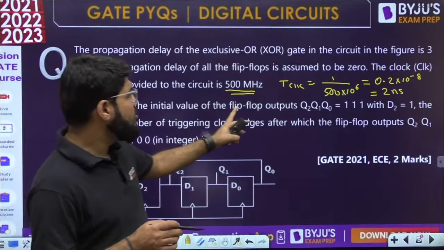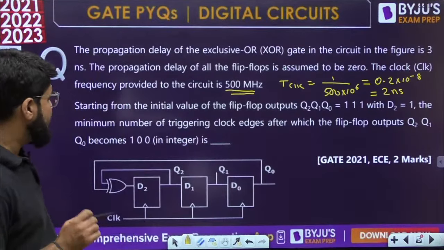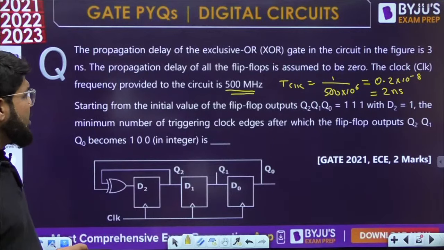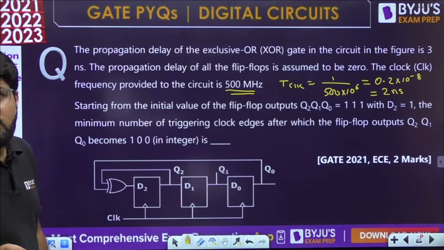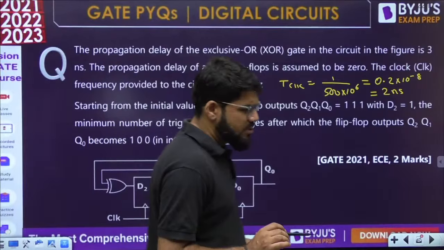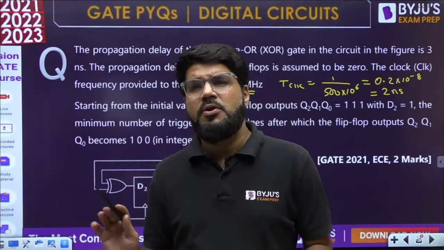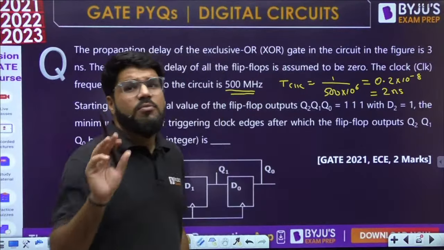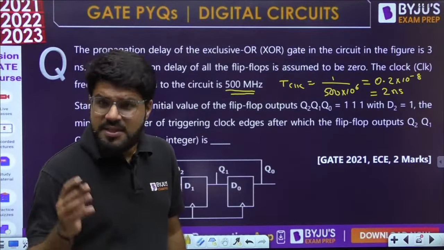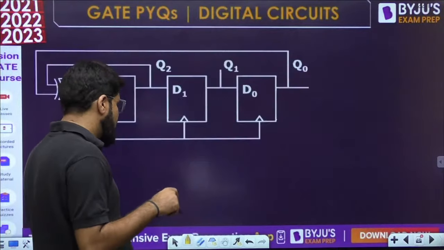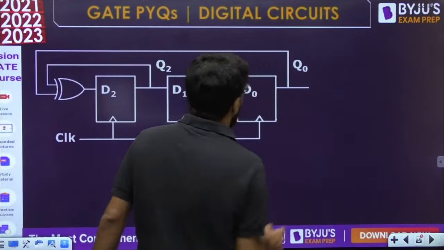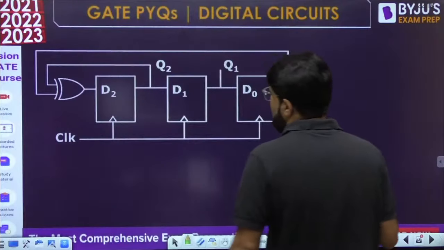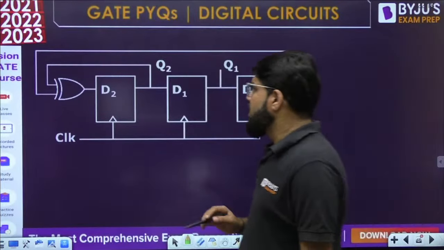Starting from the initial value of the flip-flop output 1, 1, 1 with D2 equal to 1, we need the minimum number of triggering clock edges after which the flip-flop output becomes 100. I'm taking all the questions of 21, 22, 23, whether good, difficult or easy. But I feel that at the most difficult question students will lose patience, and that is what I'm seeing in the attendance. Everyone wants easy, but I have promised all 3 years of questions, so I cannot take only easy ones. Whatever the level has come, we have to take that.